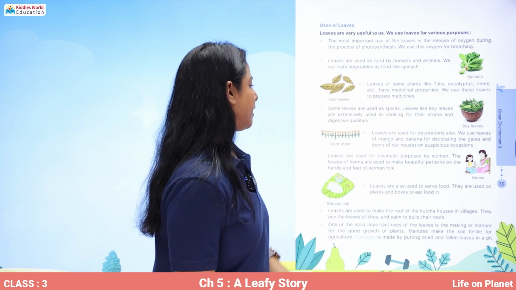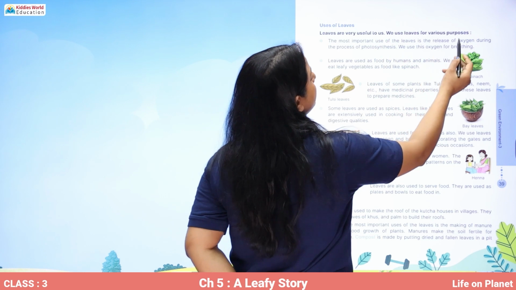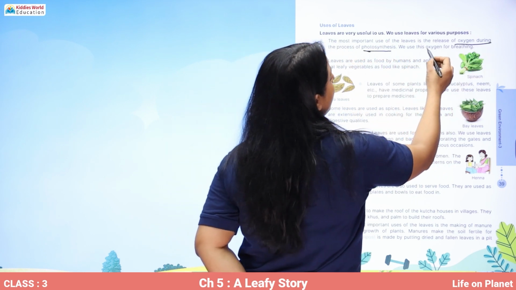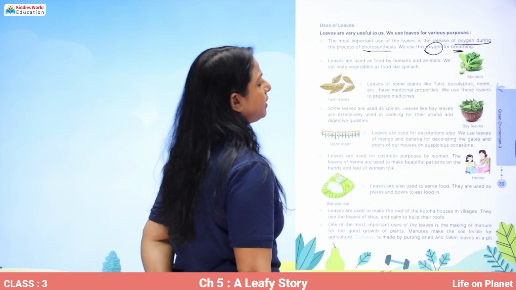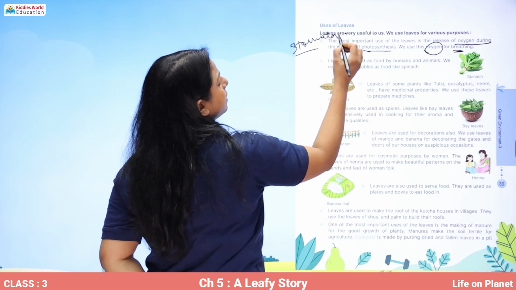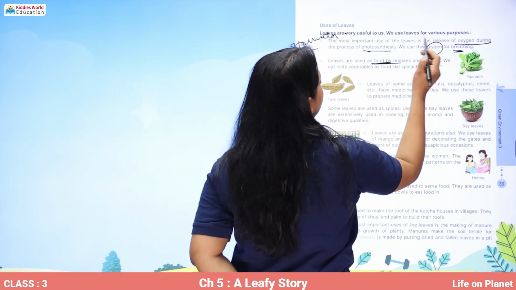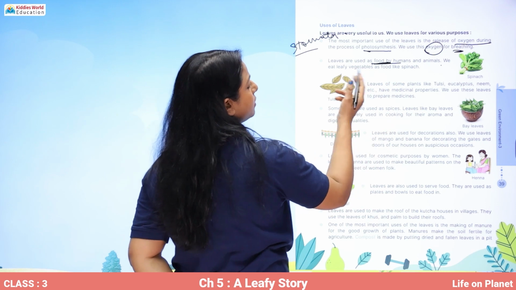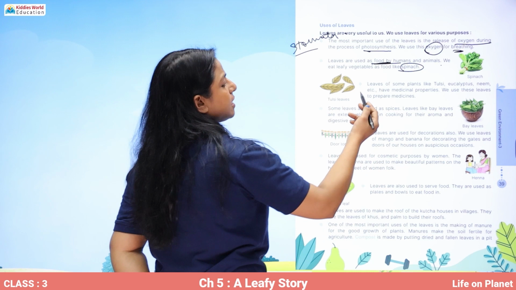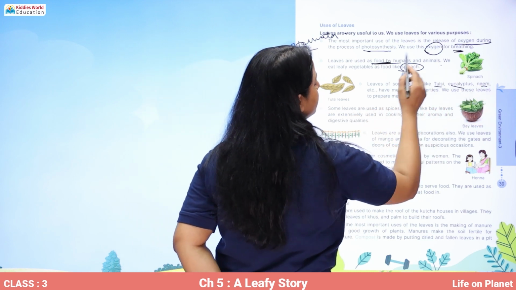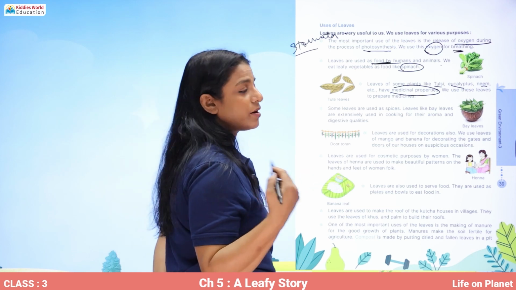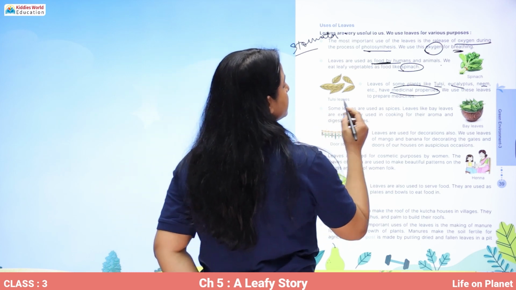So let's start reading. The most important use of the leaves is to release oxygen during the process of photosynthesis, and this oxygen is used for breathing, and this is being done through stomata. Then the leaves are used as food for humans and animals. We eat leafy vegetables like spinach. Some leaves like tulsi, eucalyptus, neem have medicinal properties and are used to prepare various medicines.